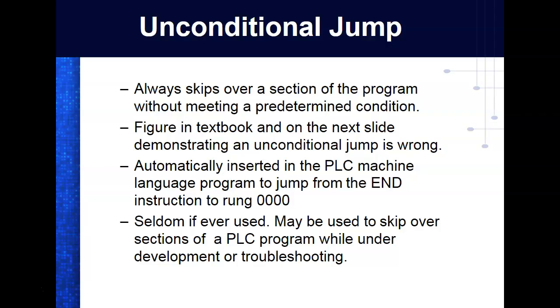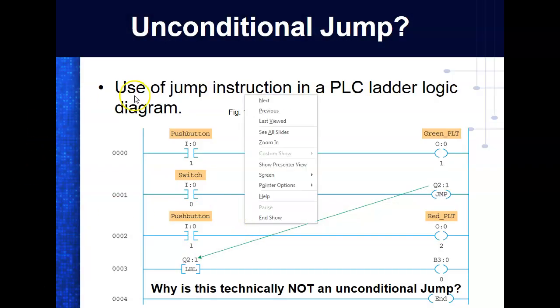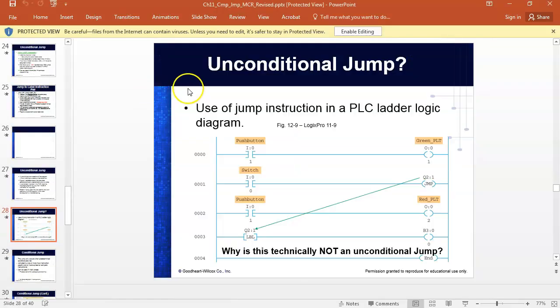So an unconditional jump instruction would look like this. If I can get this to work. Didn't want to do that. Right here. Oh, it's not going to let me. I bet my keyboard's not working anymore. It happened to me today, too.